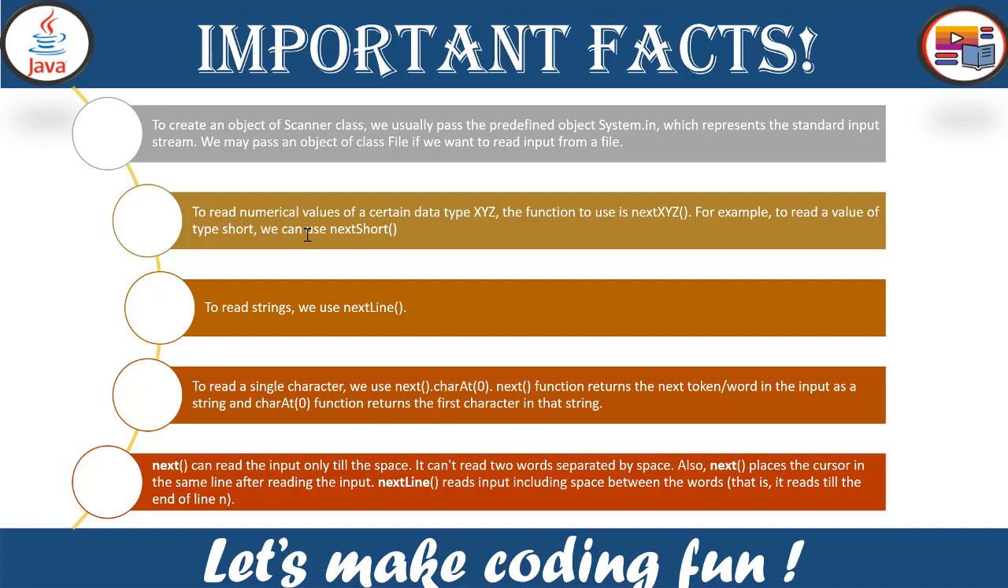The next method can read the input only till the space. It can't read two words separated by space. Also, the next method places the cursor in the same line after reading the input. Whereas the nextLine method, which we have seen with the string operations, reads input including spaces between the words, that is, it reads till the end of the line, separated with the enter. And you can use it with arrays in the same way. All you need is to create an object, and the rest of the variables will be created in an array form.